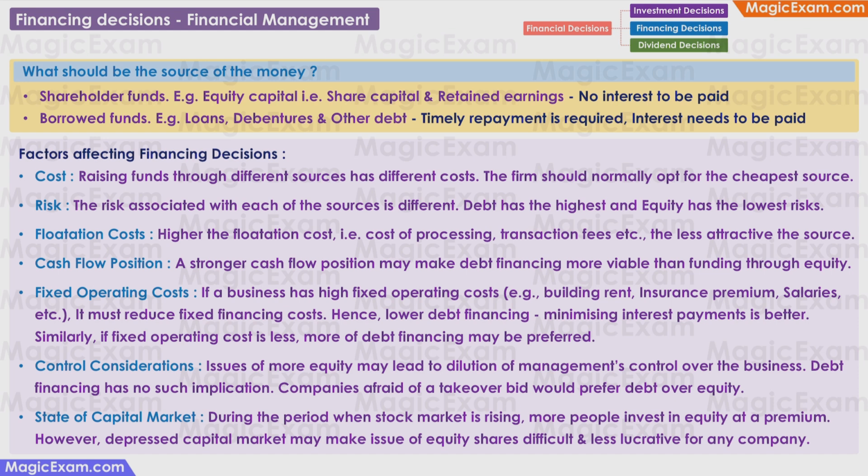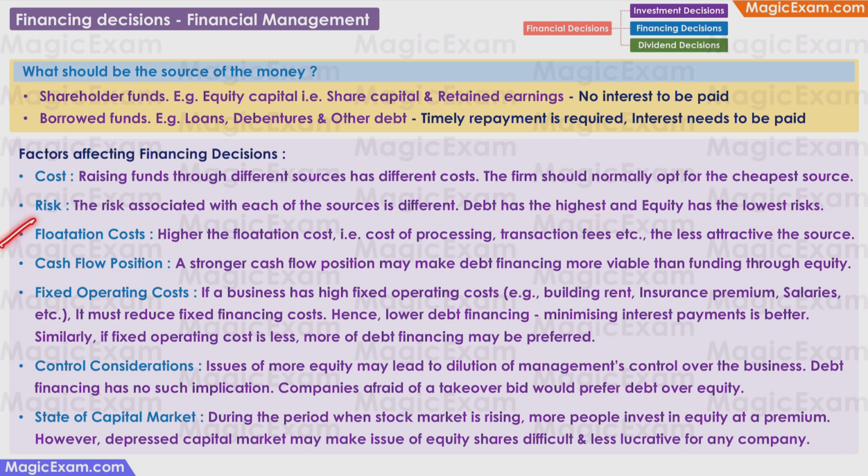Before making financial decisions, some factors that should be considered are cost, because raising funds through different sources has different costs. The firm should evaluate all the options and should normally choose the cheapest source. Risk. The risk that is associated with each source is different. Debt has the highest risk because principal and interest needs to be paid regularly. And equity has the lowest risk because there is no interest and no repayment of principal.